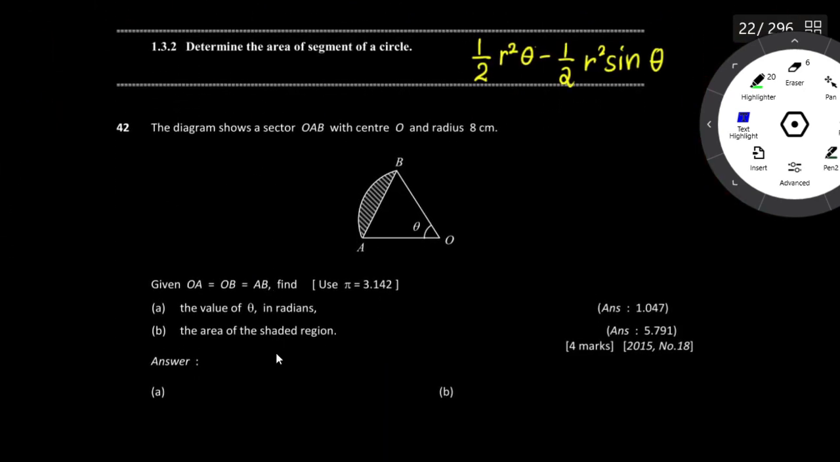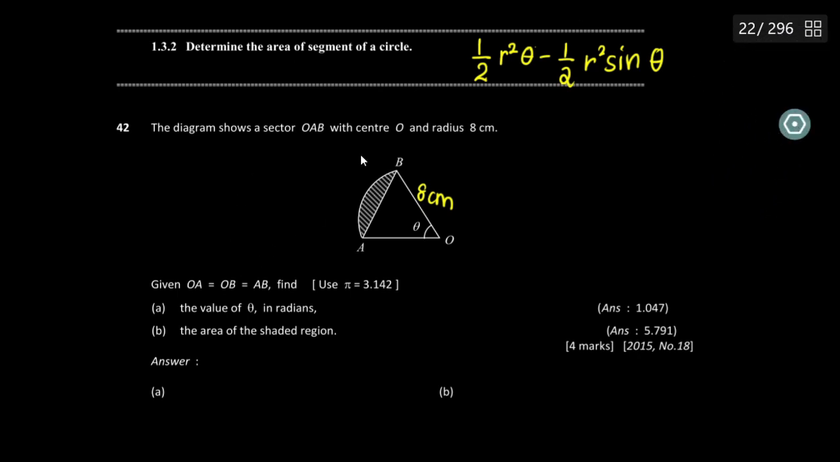Okay, let's look at question 42. This came out in 2015. The diagram shows a sector OAB with center O, radius 8 cm. Given OA equals OB, so here also 8 cm, and equals AB, here also 8. Find the value of theta in radians.